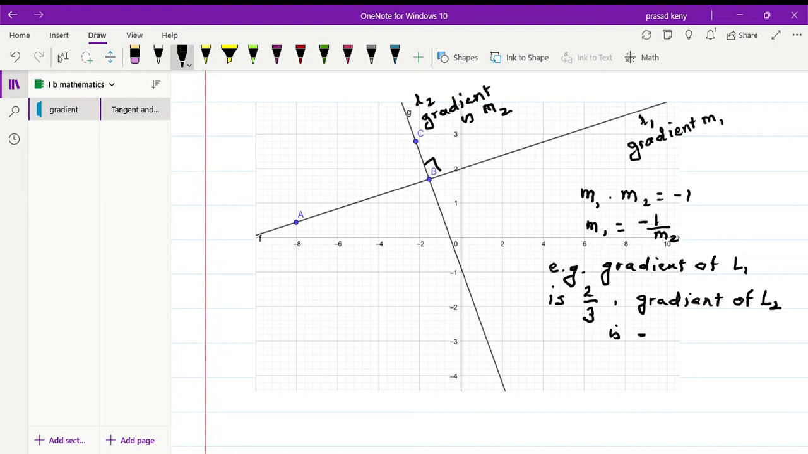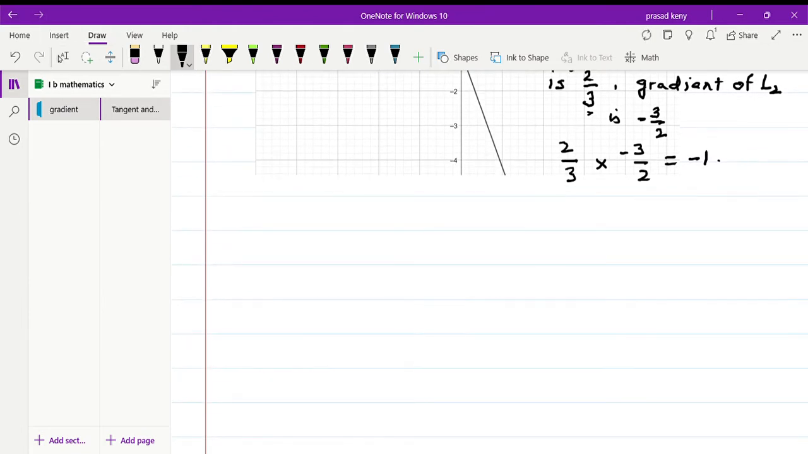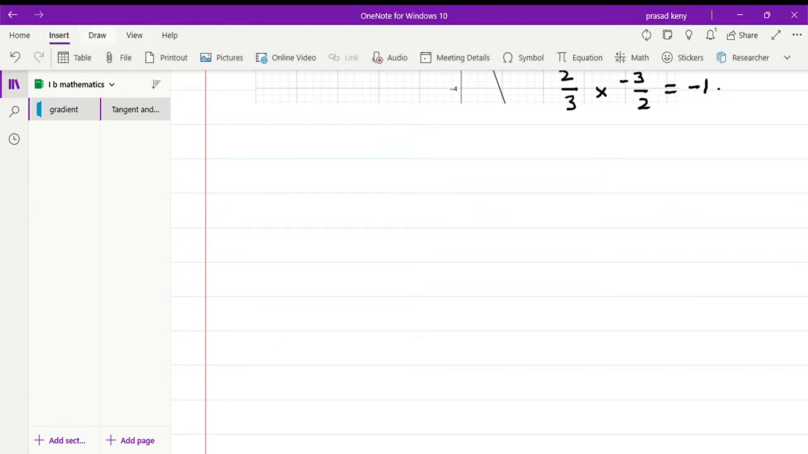How do you find the reciprocal? By interchanging the numerator and denominator. So the reciprocal of 2 upon 3 is 3 upon 2. So the gradient of the second line, which is perpendicular to the first line, will be -3 upon 2. And you can see if I take the product of 2 upon 3 and -3 upon 2, I will get -1. So if two lines are perpendicular to each other, the gradient of one of the lines will be the negative reciprocal of the gradient of the second line.